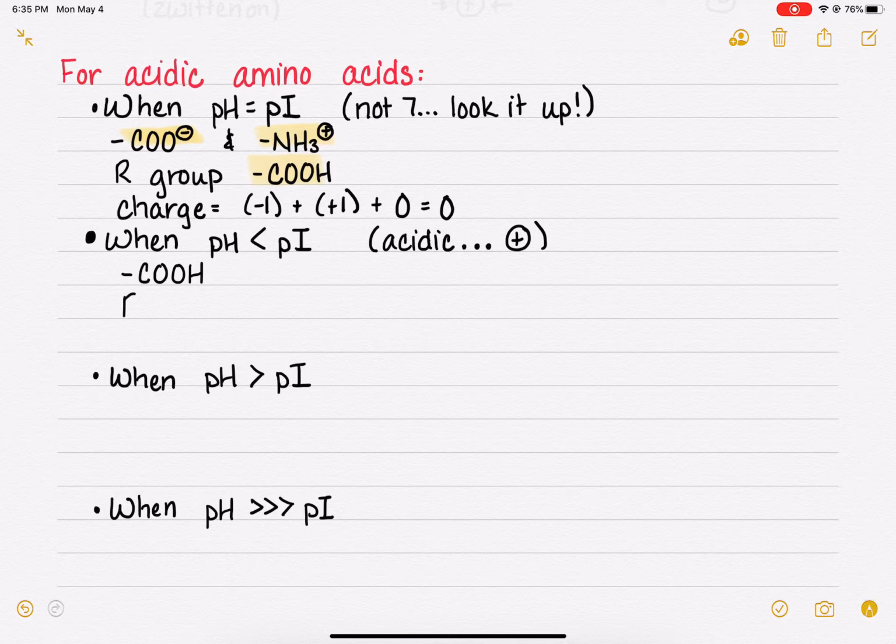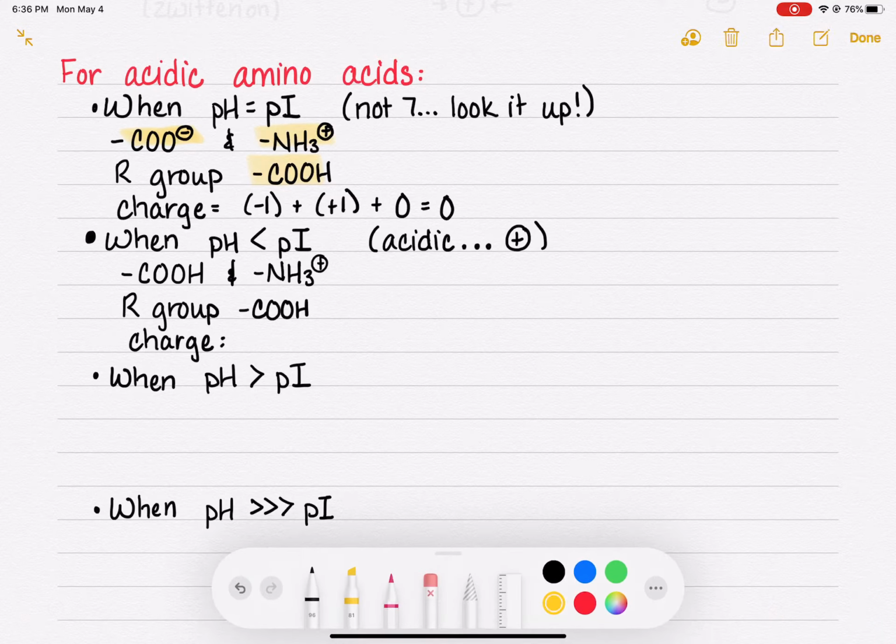We also need to have that COOH group in the R group. So our R group also can't have a negative charge, COOH. And our amino group is allowed to still be NH3+. That's okay. And so what will the charge be on this particular amino acid in this particular form? Well, we've got no charge from this group. We've got a +1 charge from this group. We've got no charge from this group. So the charge overall is going to be a +1 for this guy.